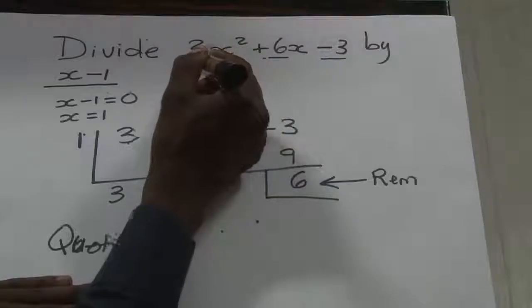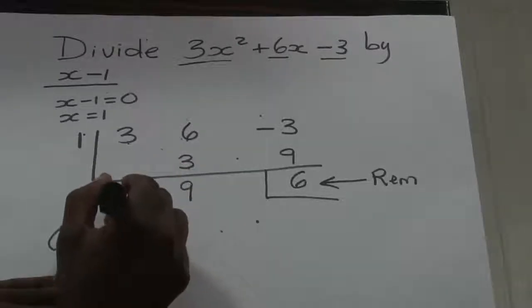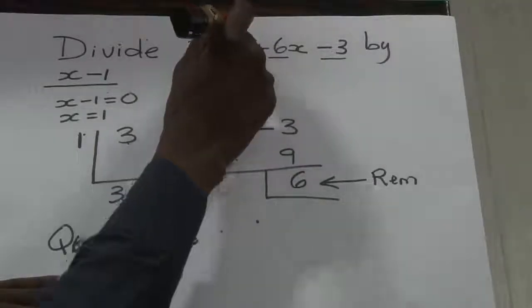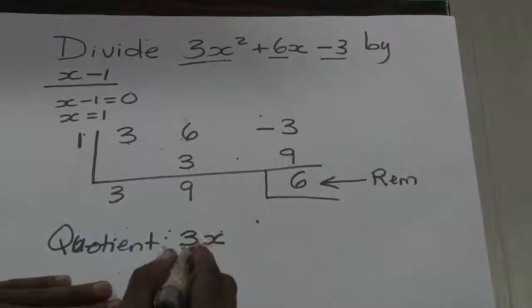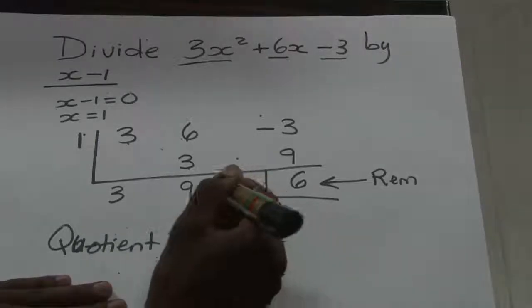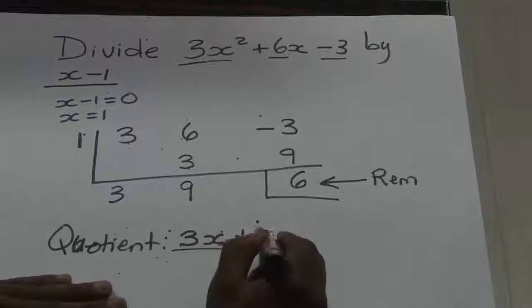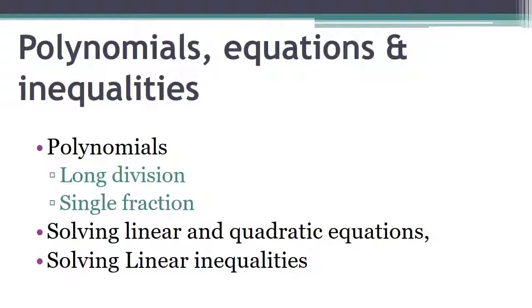So the quotient in this case will be, now you look at what you used initially there. When you have to write the quotient, the degree will have to decrease by 1. Initially you had x squared, now under the quotient the degree will be reduced by 1, so it will be just 3x plus the next one, which is 9. So this makes your quotient. Okay, the other one is long division, so that one you can look at on your own, and sometimes you can also be asked to solve polynomials.